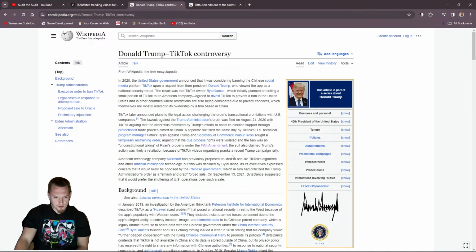The zoo also claims Trump's actions were likely a retaliation because of TikTok's videos organizing pranks at a recent Trump campaign rally.